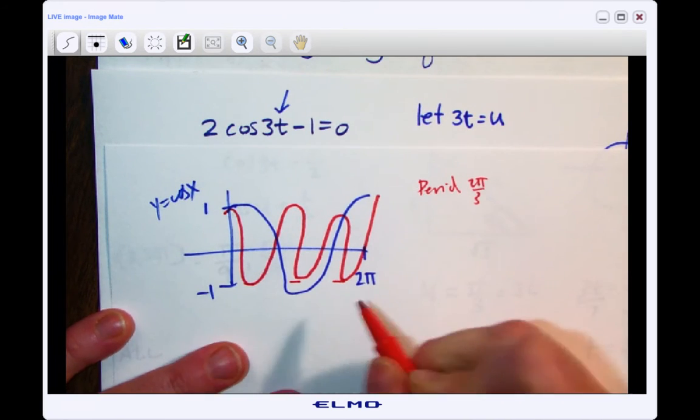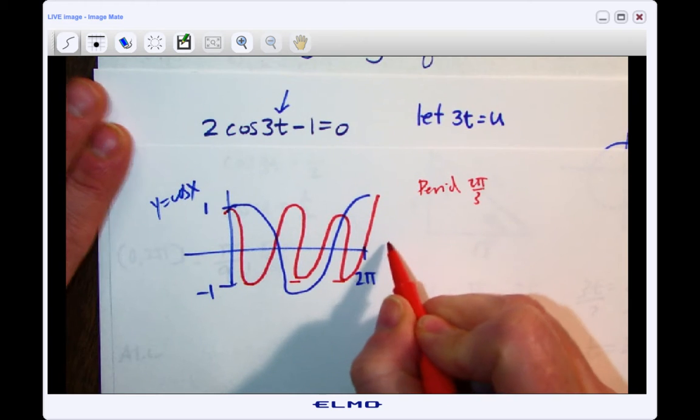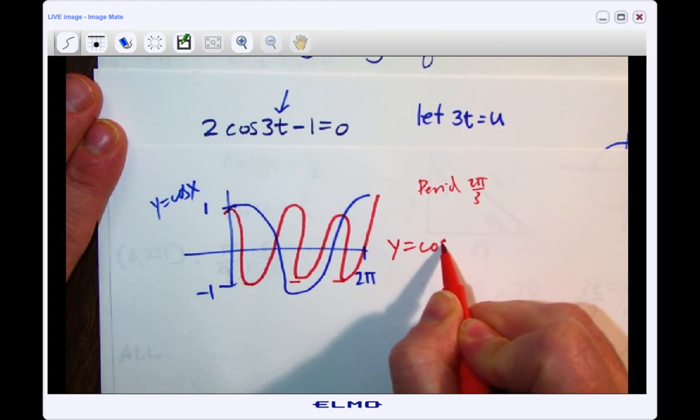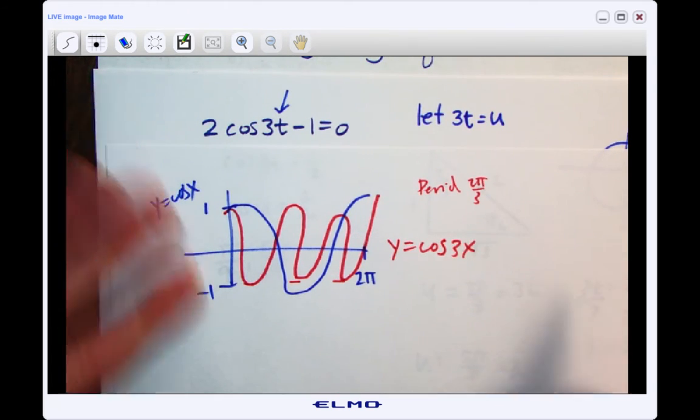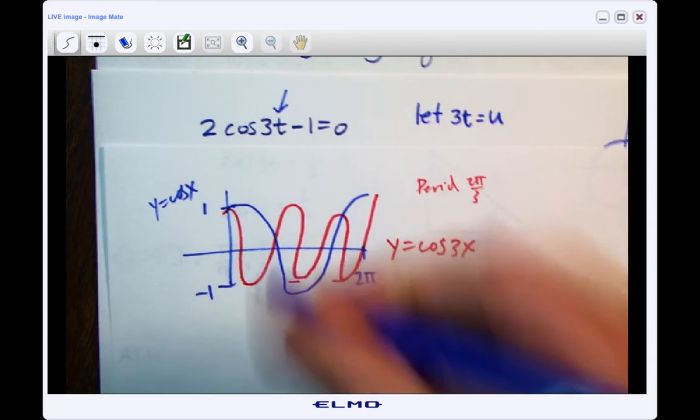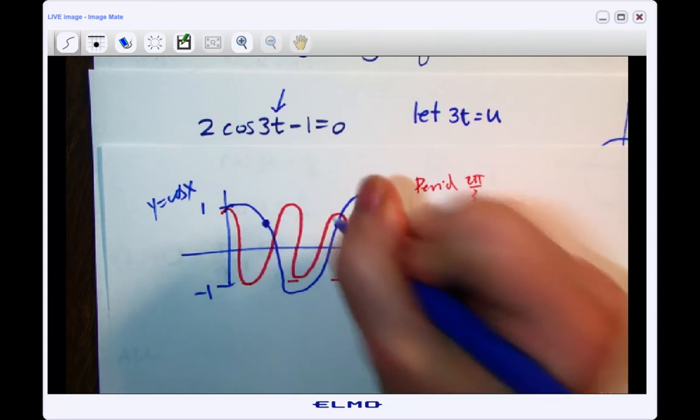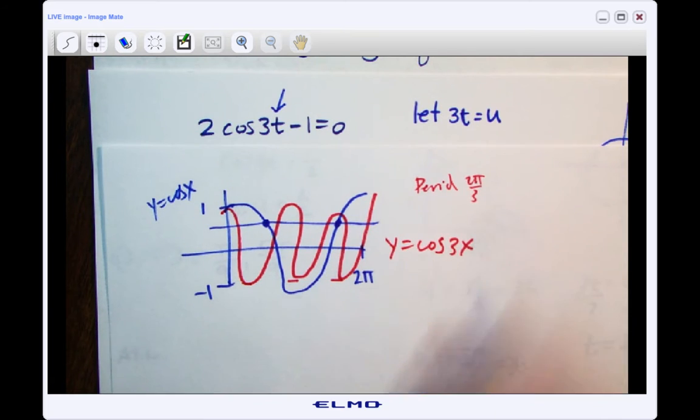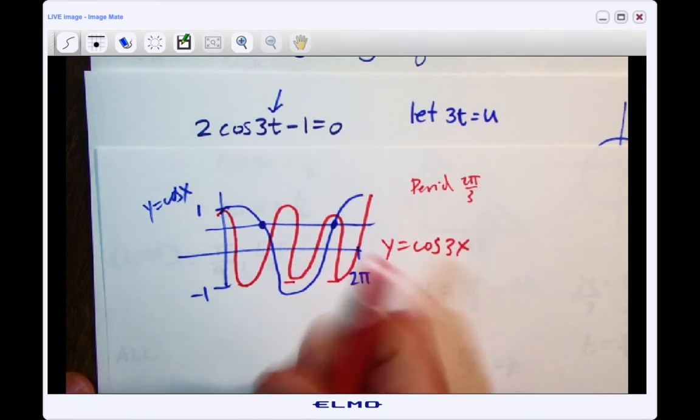So let's pretend again that that's, beautiful. And this one is y equals cosine 3x. So if you notice, between 0 and 2 pi, usually this has like 2 places that have the same output, the blue one, right? Between 0 and 2 pi, because the period for cosine is 2 pi. But with cosine 3x, well, look at what happens.